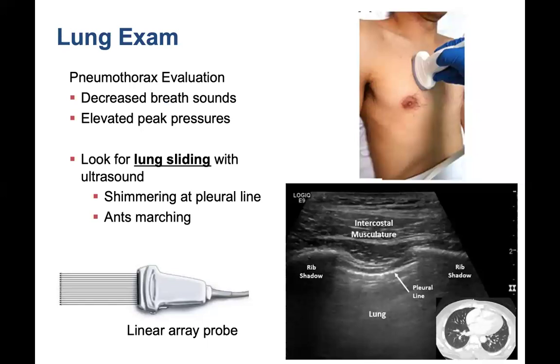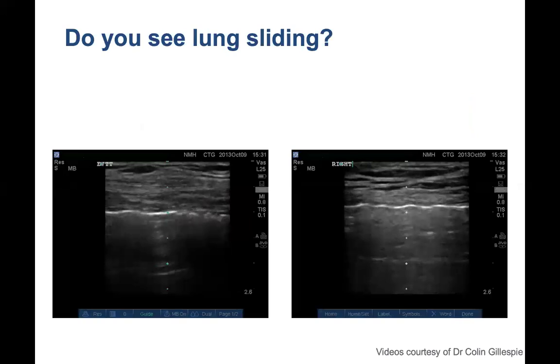I have concern. And so I'm going to place the probe on the chest and look for lung sliding with my ultrasound. Again, that lung sliding we said is going to look like that shimmering at the pleural line, like those ants marching with the linear array probe. So if we look for that and say, do you see lung sliding in these two videos?